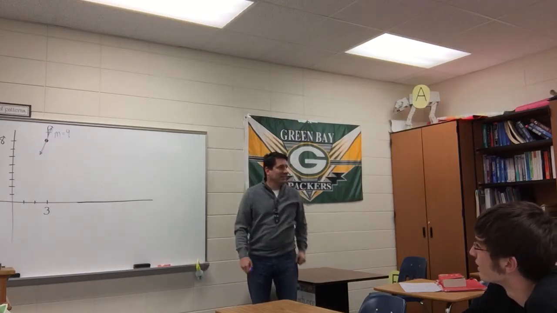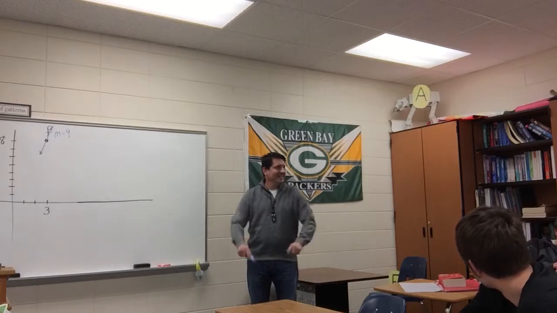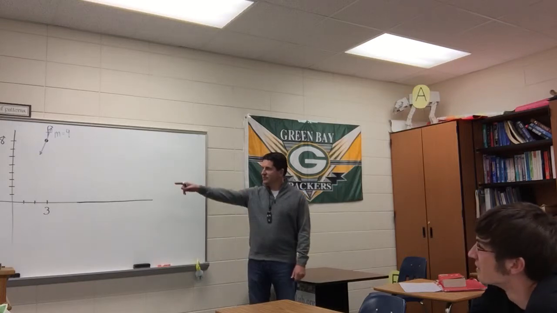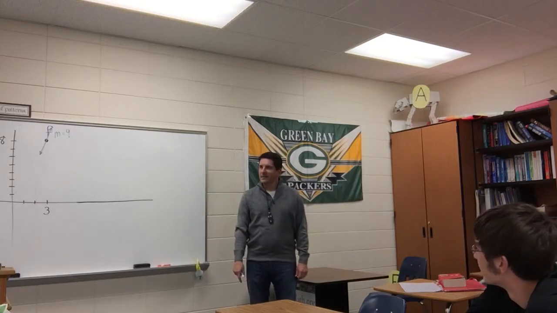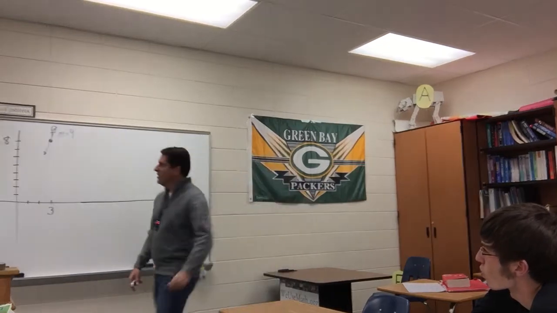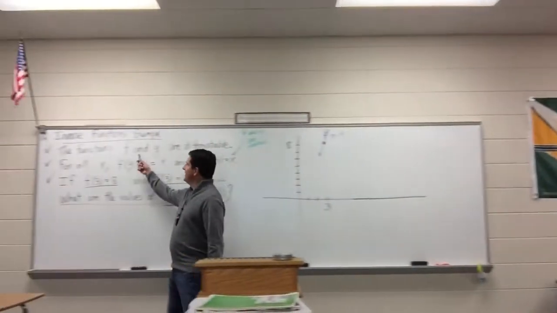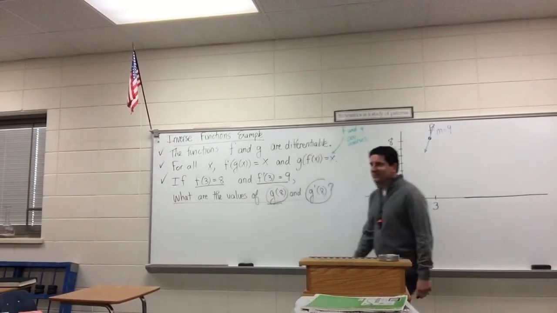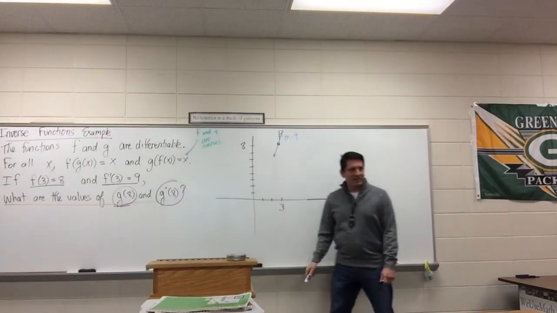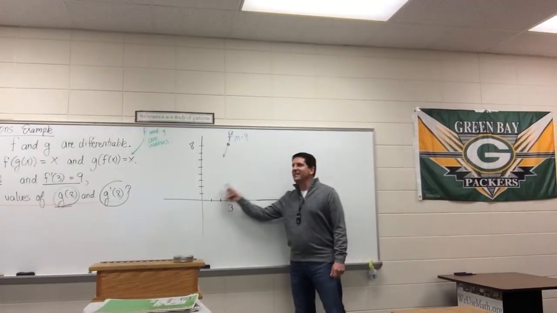Do we have an answer? What is it? G of 8. It's 3. That's correct. Now, did we say that g and f were inverses? Yes. So if f of 3 is equal to 8, that must mean that g of 8 equals 3.